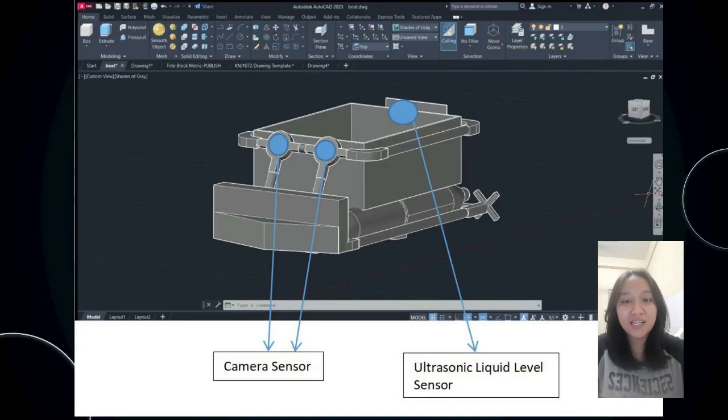Next, the sketching of sensor location. As we can see from the slide, there are 2 camera sensors which are located at the front of the boat and the ultrasonic liquid level sensor which is located at the top of the basin.